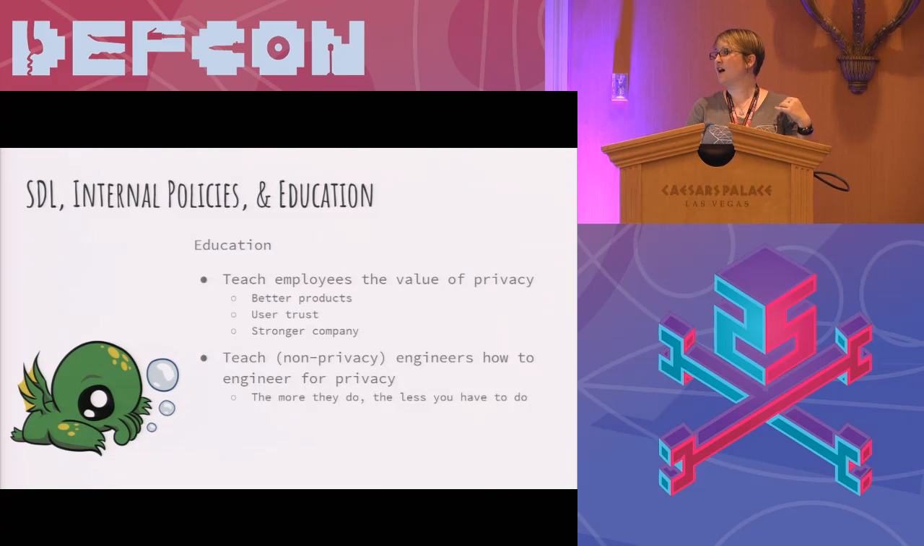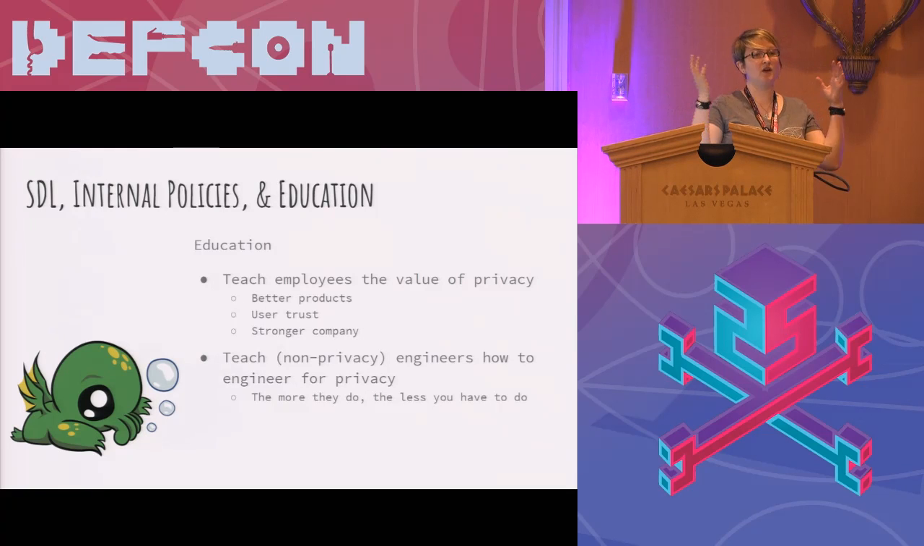And finally, education is super, super important. Teach your employees the value of privacy. This isn't just having an orientation thing where you have a slide up that says, our company values user privacy, it's important, rah, rah. Help them understand why privacy is important. So again, the things we've talked about here: privacy makes for better products. Privacy improves user trust. It makes your company stronger by giving you data that you can use and by having customers that respect you.